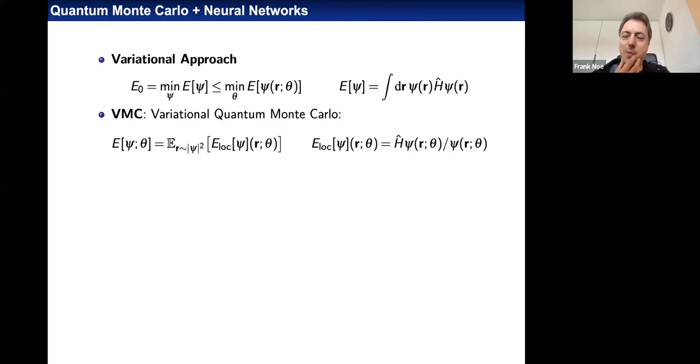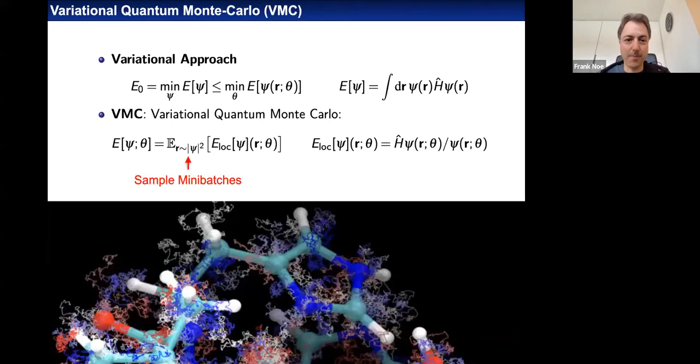So the electrons really become samples that are like pseudo particles that are diffusing around the atoms. And they're being sampled from the square of the wave function, which is given by what our neural network currently represents. And then we compute the average of this so-called local energy, which can be easily computed when we have a function for psi that we can evaluate.